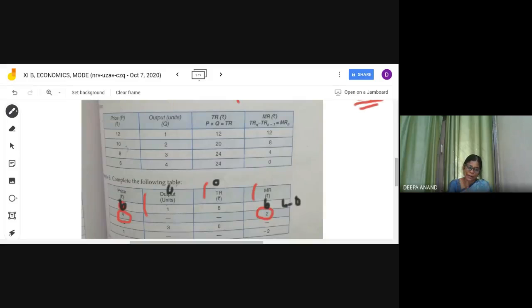Yeh nahi padhna ki pehle price fill kare, usme output fill kare. Aise nahi jana missing figure mein kabhi. Jo available hai usko bharte jao. Then the whole column you can fill. In the first column, you are given only output and TR. Output to 1 diya hai, total revenue 6 diya hai.